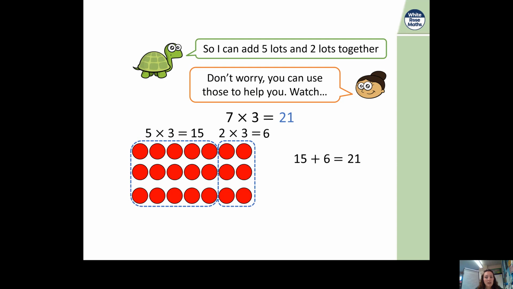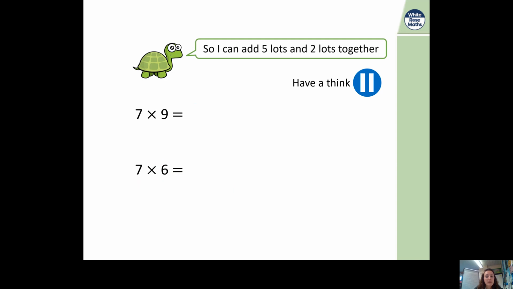So by using our 5 times table and your 2 times table, you can actually work out your 7 times table. So pause the video here and have a go at these questions, 7 times 9 and 7 times 6, using what you already know. Let's have a look together.